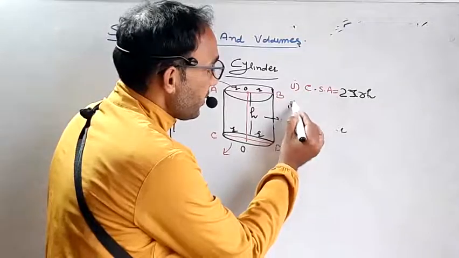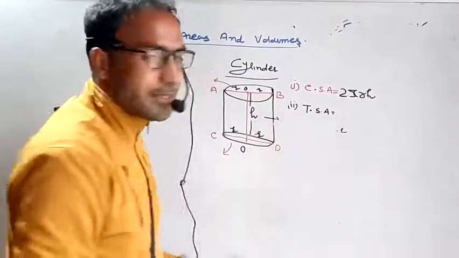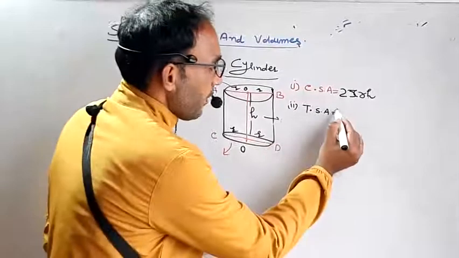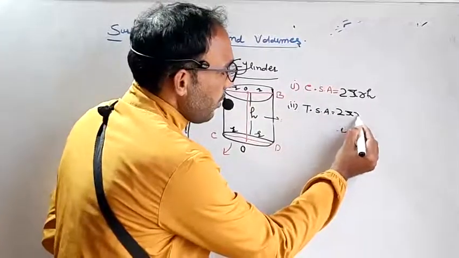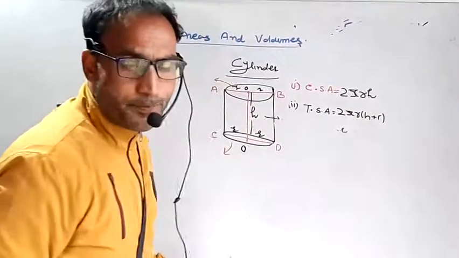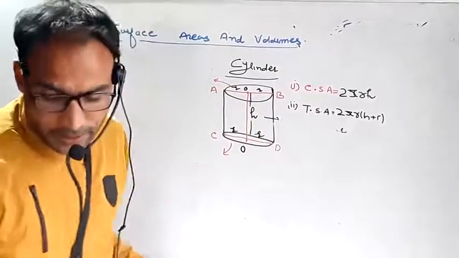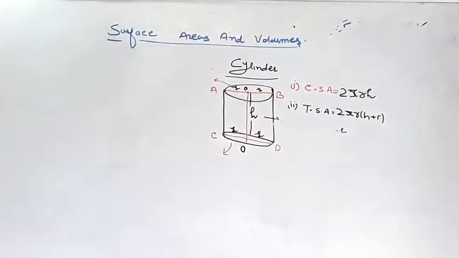Formula number second is total surface area. ये total surface area किसके बराबर होता है? That is equal to 2 pi r into (h plus r). Yes. यानी total surface area of cylinder जो होता है, this is equal to 2 pi r (h plus r).